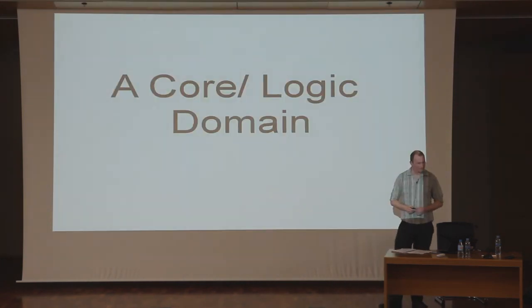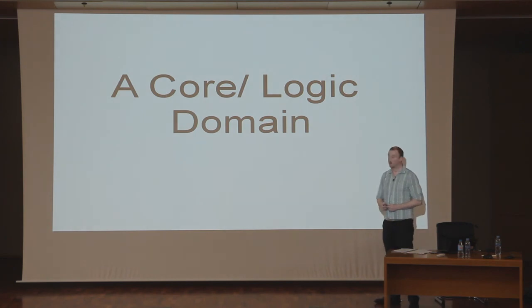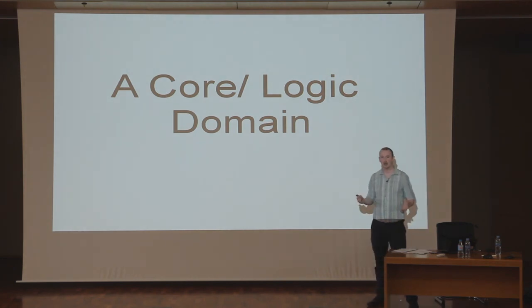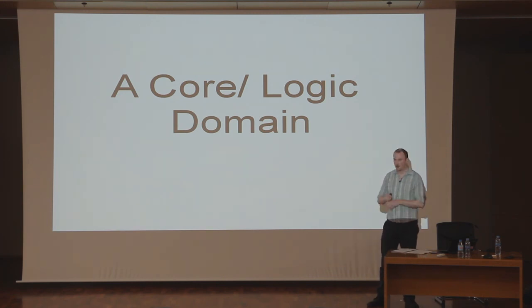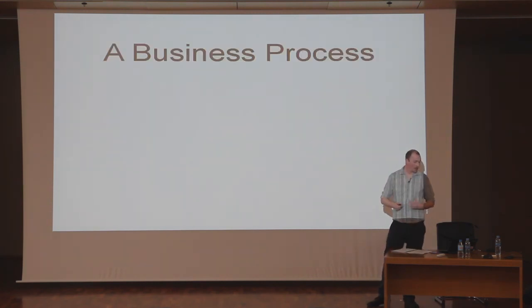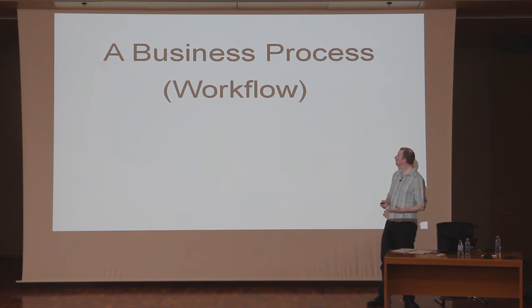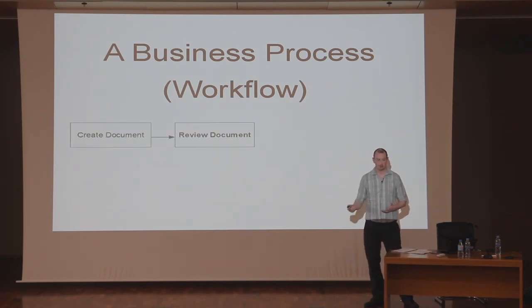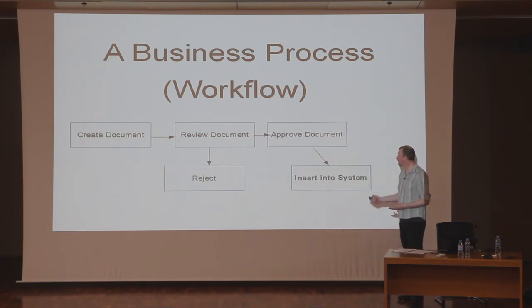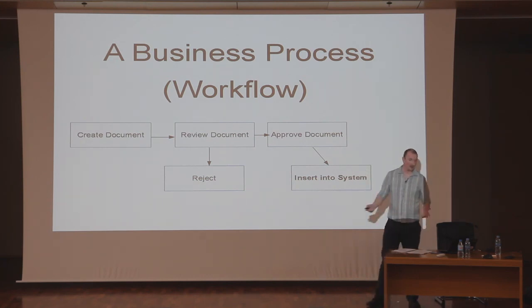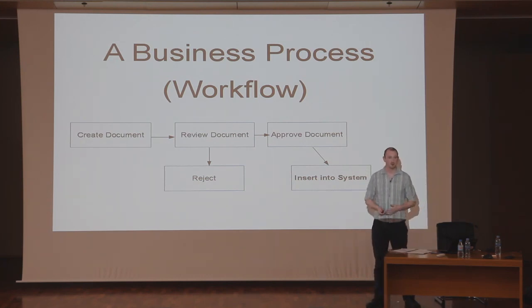So we have our core or logic domain. This is the workflow, the system that we're modeling. And just to give you a very quick overview of the process, we have our business process, which is a workflow. We create a document. Somebody then reviews the document. They approve it or reject it. If it's approved, it's then inserted into this external system, SITS. And that's the workflow at a simplified level, where we've got up to so far.